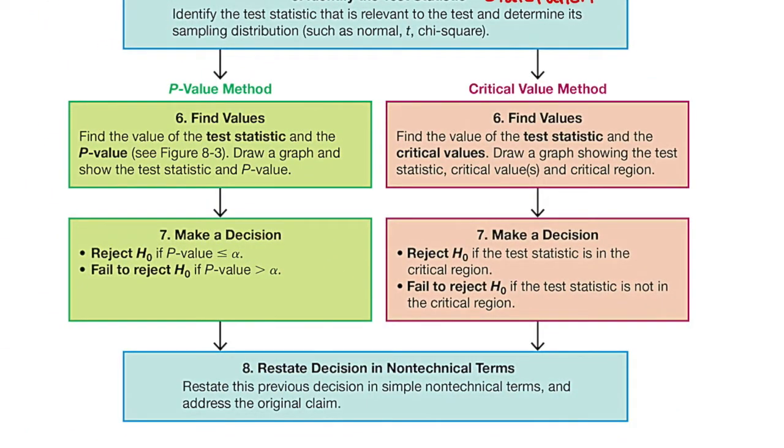There are 2 different methods that we can use in order to make a decision. We are going to use the p-value method. With the p-value method, we are comparing the p-value with alpha. If p-value is less than or equal to alpha, we reject H0. If p-value is greater than alpha, we do not reject H0. And the last step is when we restate our decision in non-technical terms.